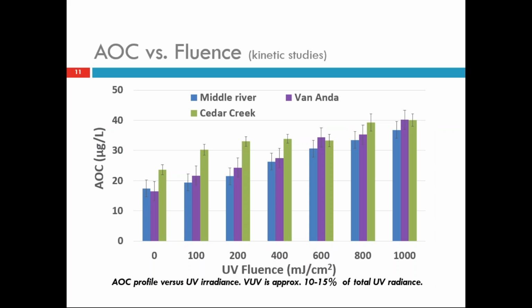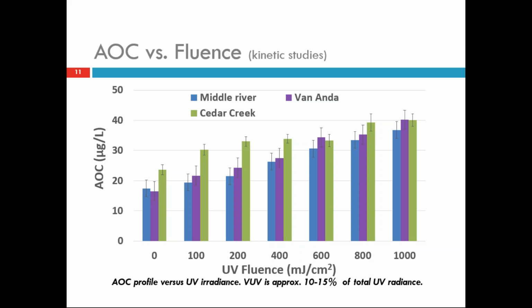Now, this graph shows the AOC formation kinetics using the collimated beam apparatus. On the y-axis, we have the AOC. On the x-axis, we have the UV dose ranging between 100 and 1000. Commercially applied UV dose ranges between 500 and 1000 millijoules per centimeter square, which is sufficient for most micropollutant degradation. Hence, we restricted our kinetic study range between 100 and 1000.